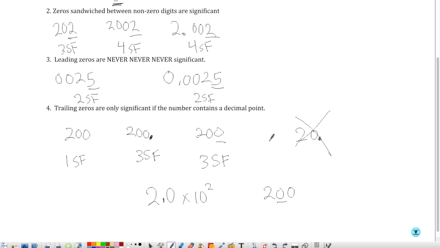Now this is where it starts to get interesting. Okay. I have one significant figure. These zeros are just placeholders. They're not actually part of the value. This is an estimate. It's my only digit, which means that this value is really somewhere between 100 and probably 300 reasonably, okay?